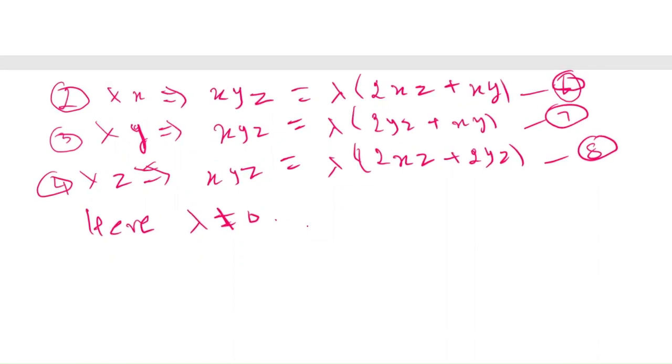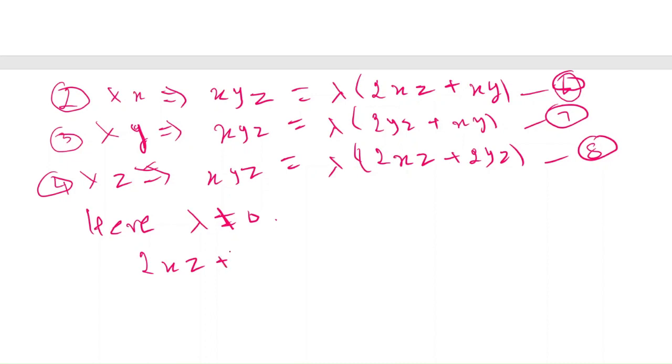We compare equation 6 and 7, because left sides are same. If you look at both sides, xyz is there. Actually 6 and 7 are same. So we can equate both the right hand sides. We can cancel lambda. So after cancelling I write like this.